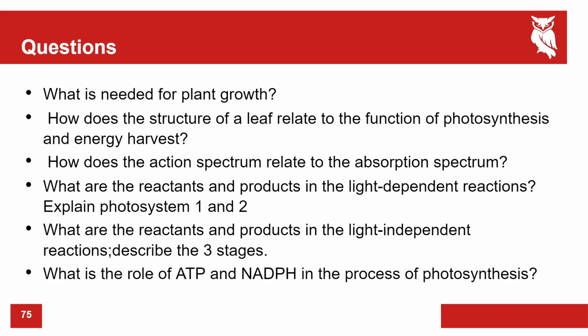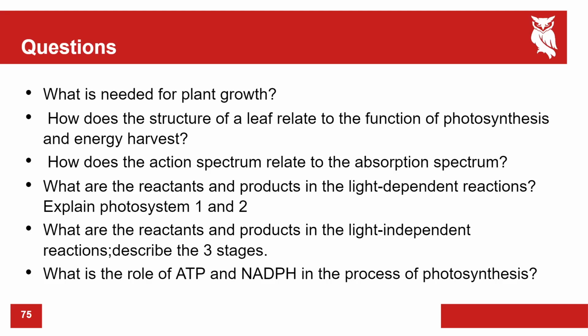So these are kind of the section questions. What is needed for plant growth? CO2 and water. Okay, what else? Light. Light, yeah. Okay, that makes sugar. How does the structure of the leaf relate to the function of photosynthesis and energy harvest? Because that's how the leaves absorb sunlight. Yeah, so leaves are going to have the chloroplasts. Also, they're going to have their stomata to let the gas in and out.